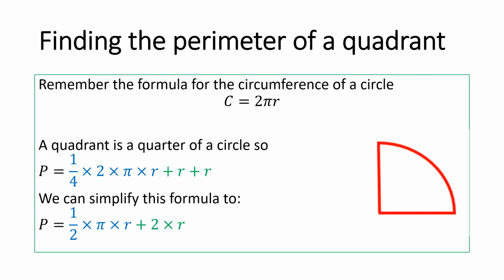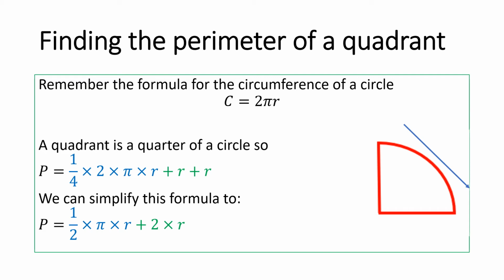So when finding the perimeter of a quadrant, let's remember the formula for the circumference of a circle. That was circumference equals 2 times pi times r. Now, the quadrant is a quarter of a circle, so we can use this circumference formula and we can say that a quadrant will be a quarter times 2 times pi times r, and that will give us the arc length where this arrow is, this blue arrow.